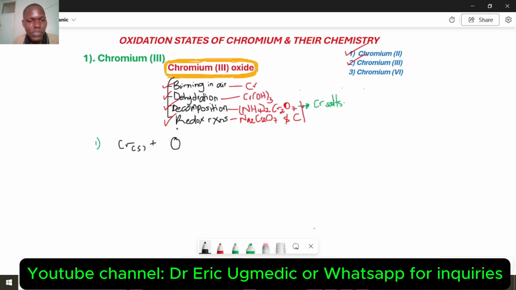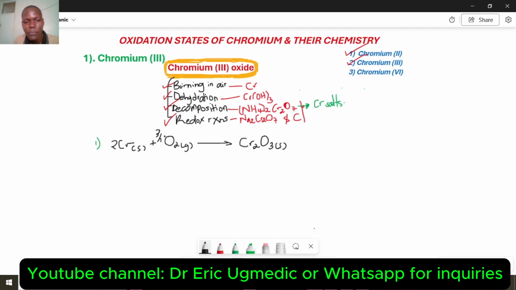Make sure you write this oxygen well, not like mine. Gas to give us chromium 3 oxide, and that's a solid. So balance it, put a 2 here. If we put here 3, it won't be balanced, so we shall need 3 out of 2 to balance oxygen.